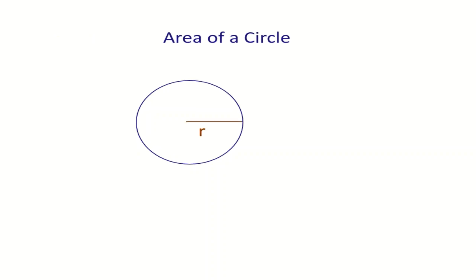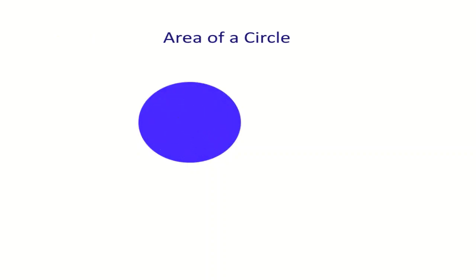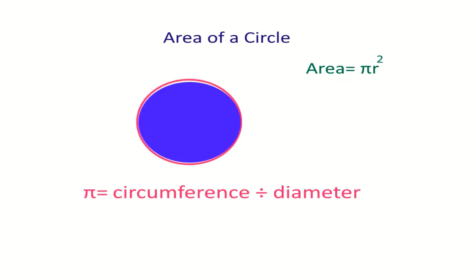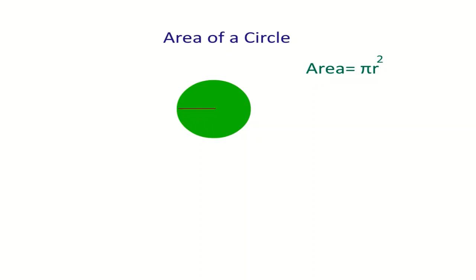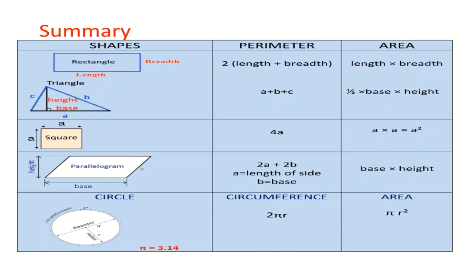Now let's find the area of a circle. Here the area is the blue shaded part. The formula to find the area of a circle is pi r square. And pi is circumference divided by diameter. R is the radius. Let us look at the summary of all the things we learned in this video.